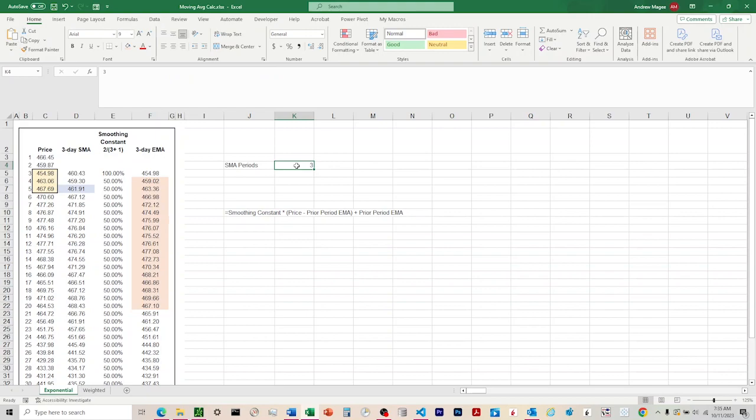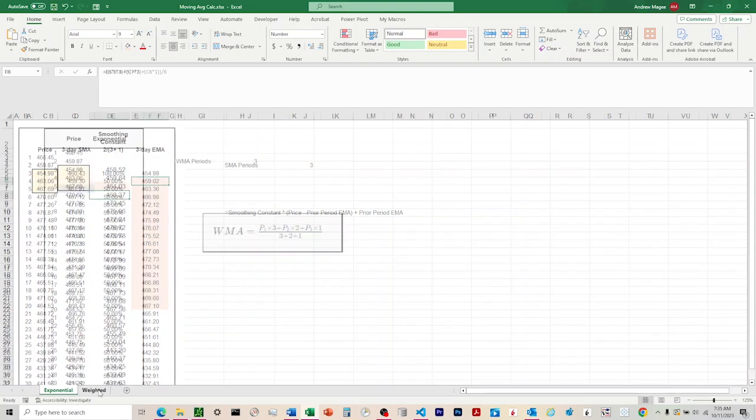So in this situation here, we're looking at 3 SMA. So the smoothing constant would be 3 plus 1 equals 4 on the denominator, and then 2 on the numerator. That would give us 50%. So we can see the formula here, 50% times the difference between 463.06 and 454.98, and then we're adding 454.98, and that gives us the 3-day EMA for that given day.